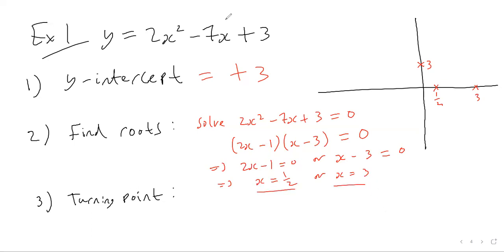And the turning point. So how do we get the turning point? Again, we just need to remember from GCSE maths that we can find the turning point of quadratics by completing the square. So we can use completing the square to find the turning point of a quadratic.